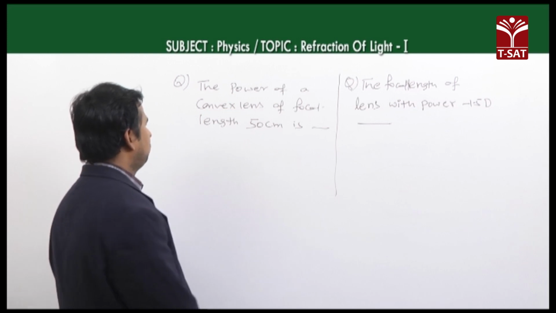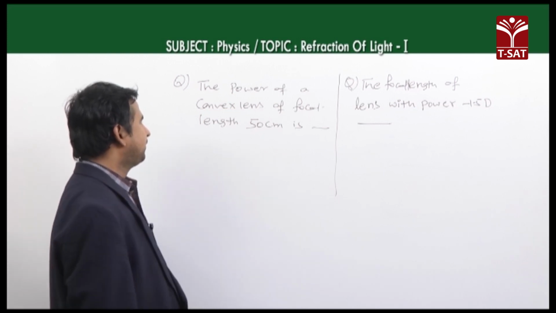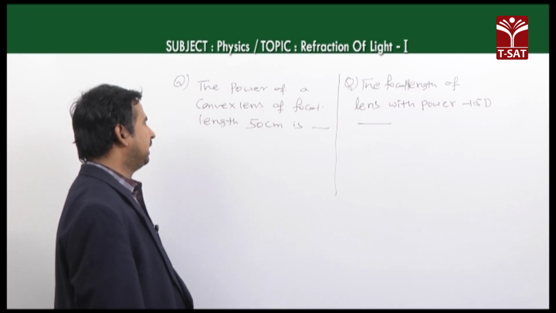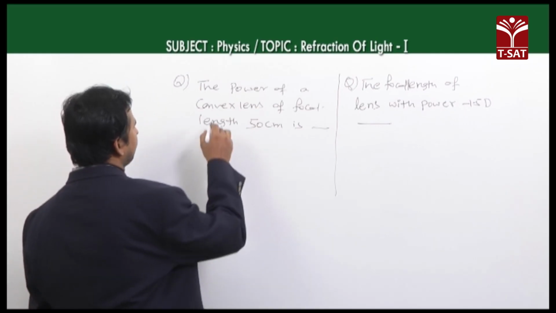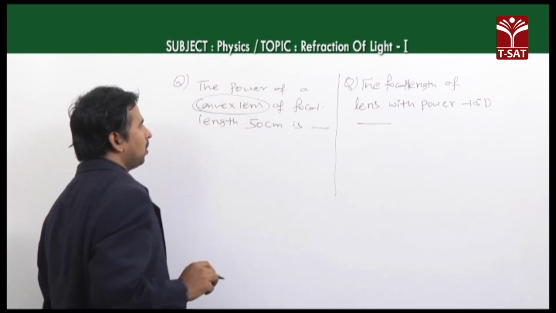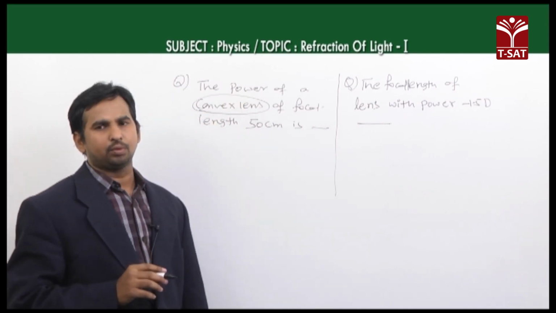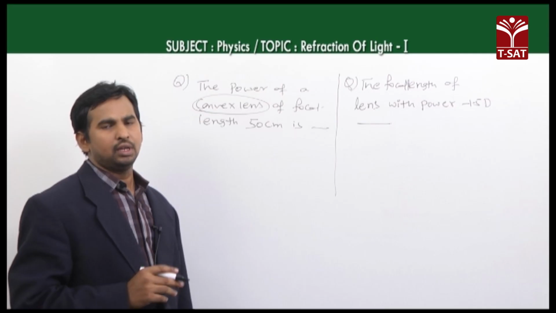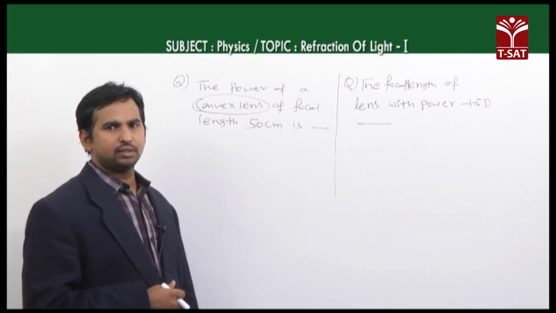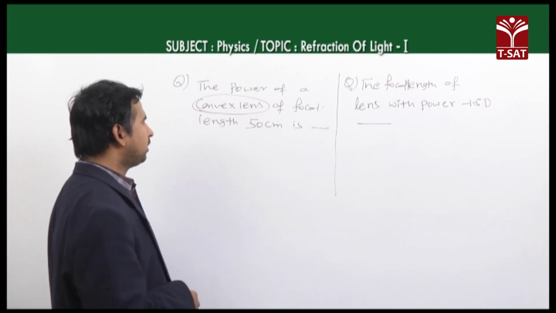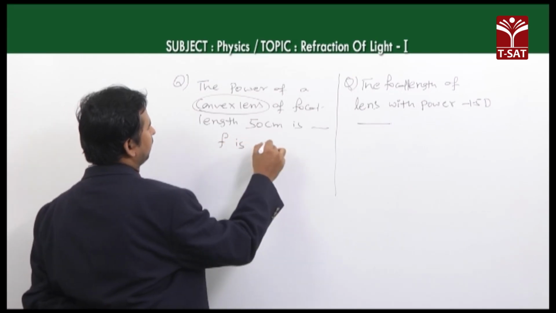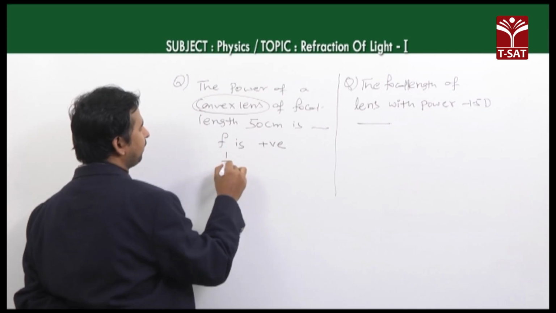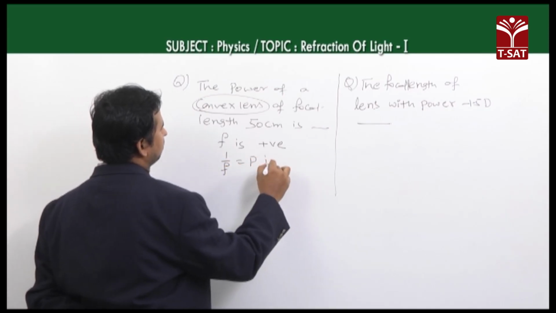Here, two questions are given. The power of a convex lens of focal length 50 centimeters is asked. Given that it is a convex lens, it has a positive focal length because it forms a real image. Thus, f is positive, and then 1 by f, which is the power, is also positive.